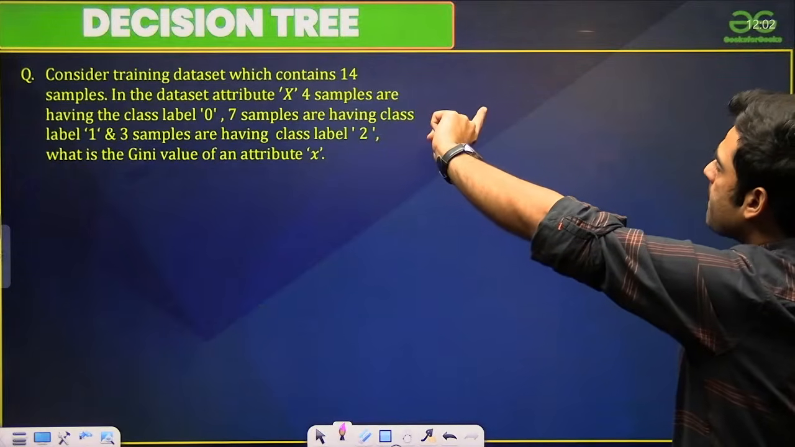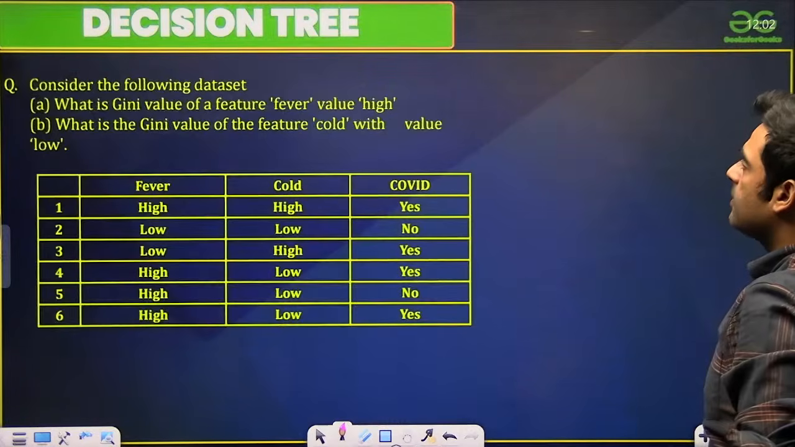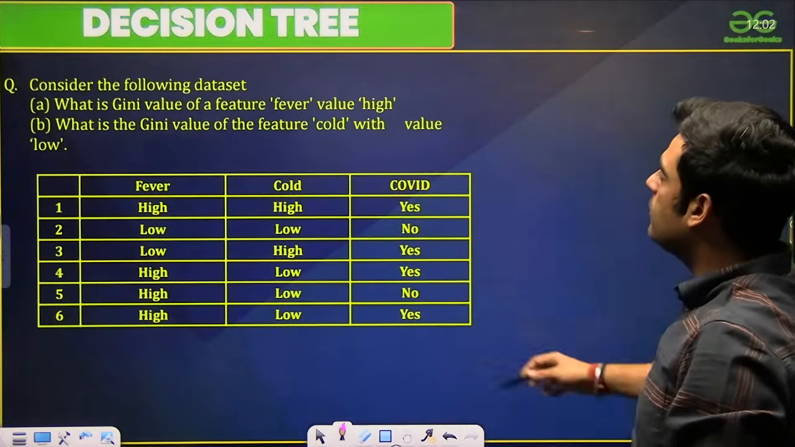Okay, correct. Then tomorrow we would be starting with the Gini gain.